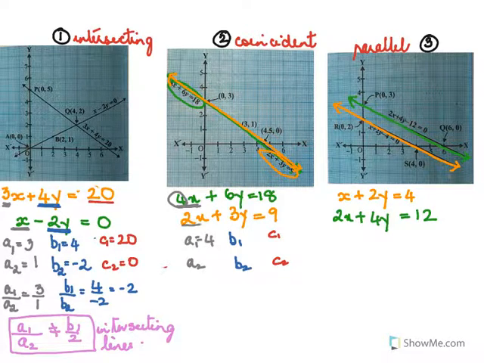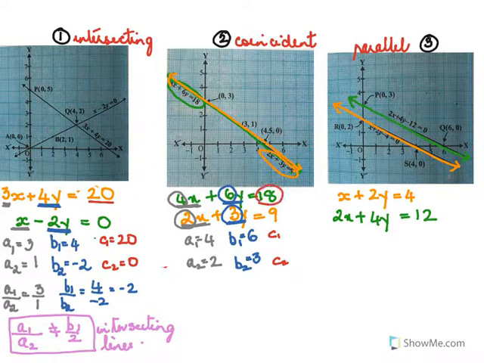This is the x term in the next case, and the coefficient of the x term is a2, so this is equal to 2. Now to find b1 and b2, this is the y term, and the coefficient of the y term is 6, so b1 is equal to 6. Here again, this is the y term, and the coefficient is 3, so b2 is 3. And this is the constant term, c1 is 18, and c2 is 9.